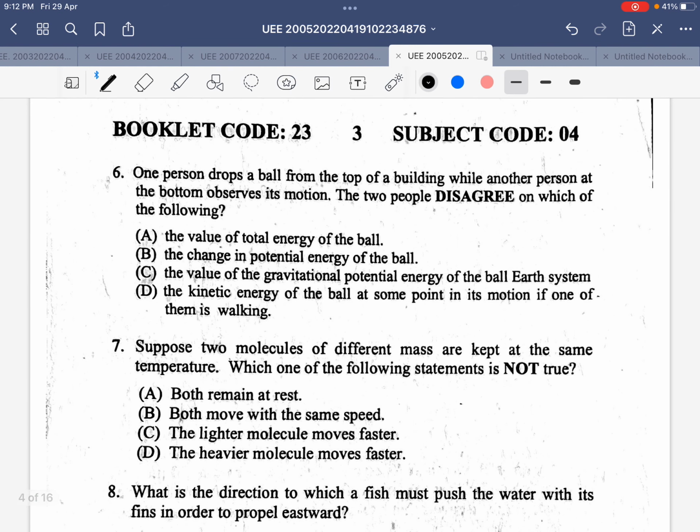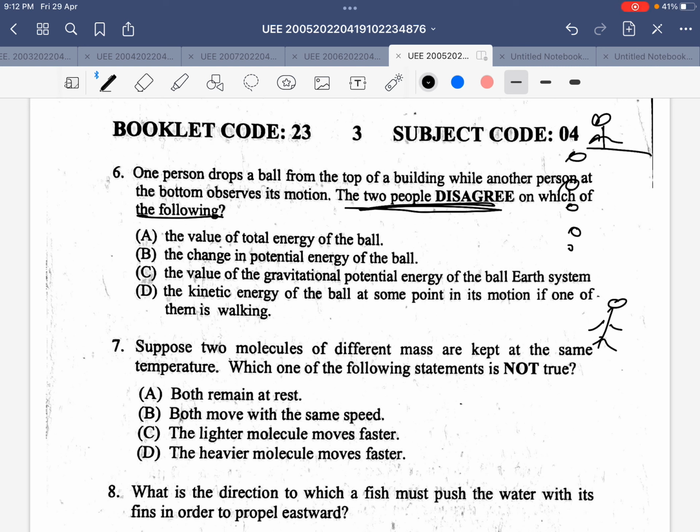Question number 6. One person drops a ball from the top of a building while another person at the bottom observes its motion. እንግዲህ ከላይ አንድ ሰው ከዚህ ህንፃ ላይ አንድ ሰው የሆነ ኳስ ይጥላል። የሆነ ሰው ደግሞ እዚህ ጋር ይመለከታል ማለት ነው። ከታች የሆነ ሰው ይመለከታል፣ ከላይ ደግሞ የሆነ ኳስ ይጥላል። The two people disagree. የማይስማሙበት ነገር በየትኛው ነው?